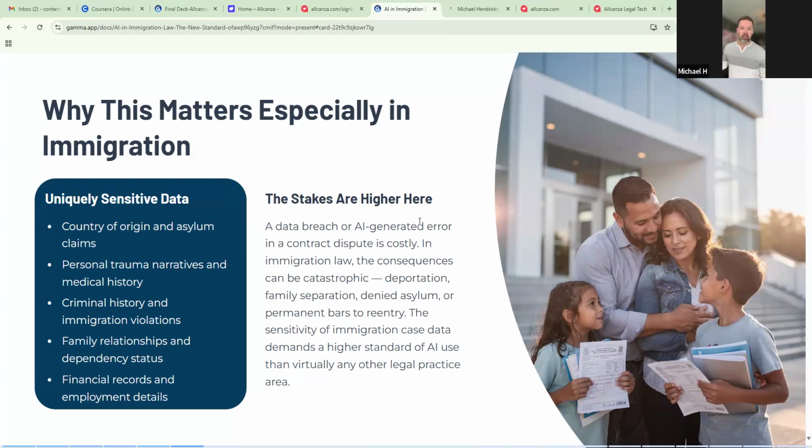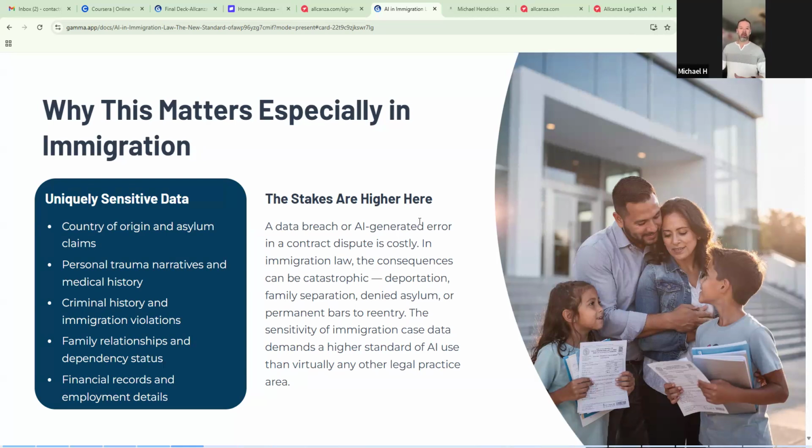Criminal history, immigration violations. Let's say you put your criminal history into OpenAI, into ChatGPT or Gemini or something like that, and then the court can get that information. You've now exposed that you did this thing, but you got a dismissal of some kind. How is that going to affect you? Well, the fact that you wrote "I did this thing" automatically becomes part of a record that could be obtained by immigration. Family relationship, dependency status, financial records, and employment details. All of those things are very important and should be protected.